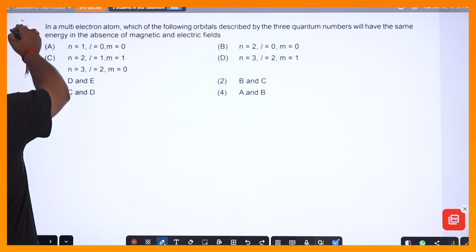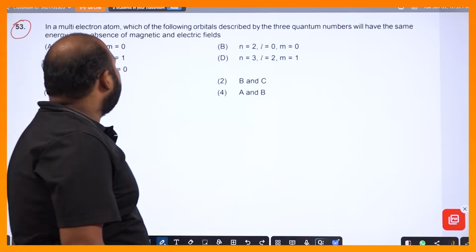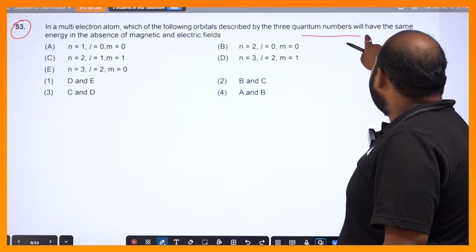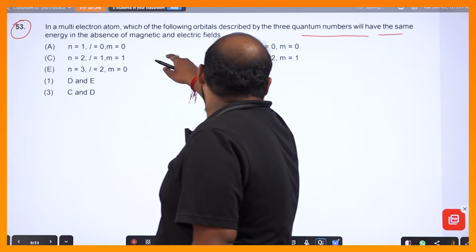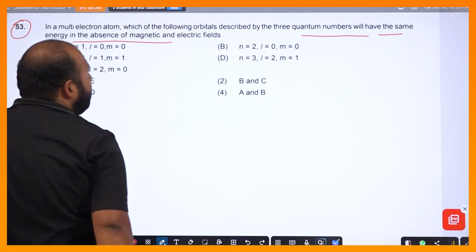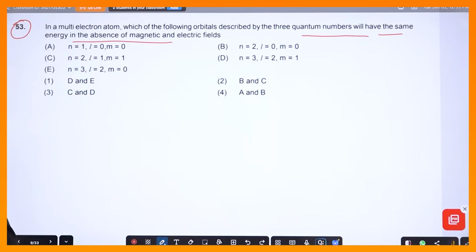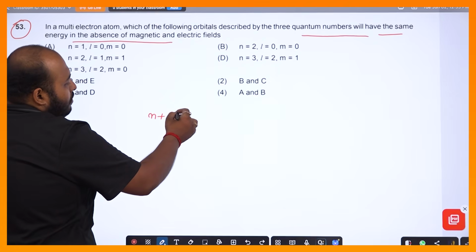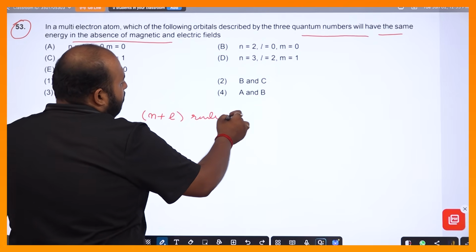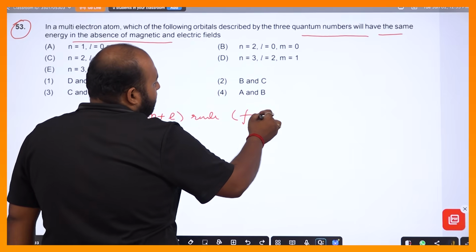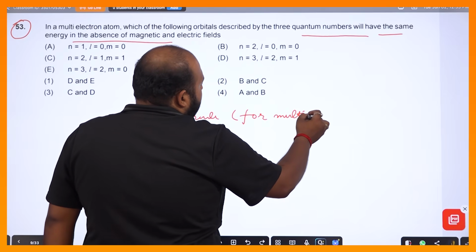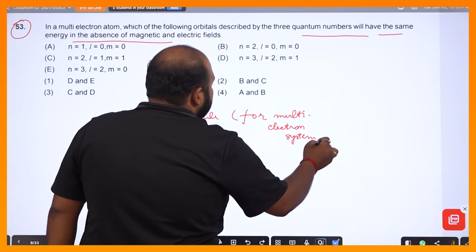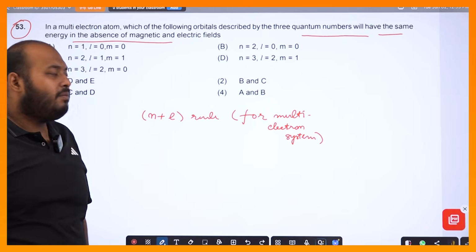Okay, so the next question is, suppose in a multi-electron atom, which of the following orbitals described by the 3 quantum numbers will have the same energy in the absence of magnetic and electric field. So this question can be easily solved using the Bohr-Bury rule, or the n plus l rule, which is only applicable for a multi-electron system. The n plus l rule for a multi-electron system.